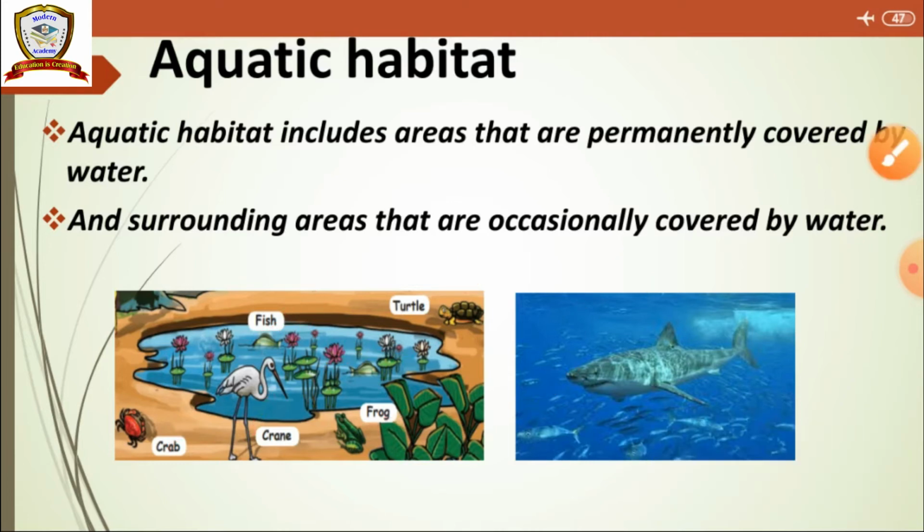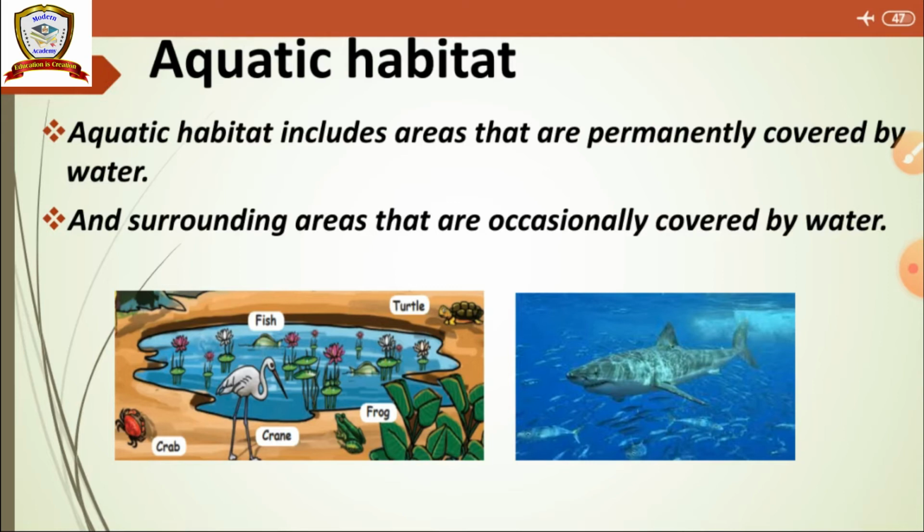Okay, so what is habitat? Each and every living organism needs a place to live and reproduce. That place is called habitat. If the place is covered by water, that is called aquatic habitat. And if the place is covered by land, that is called terrestrial habitat. Aquatic habitat is fully covered by water. Here you can see the pond picture and sea picture.